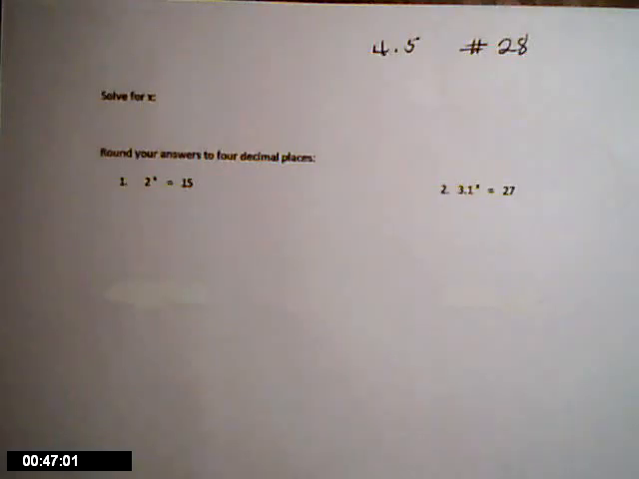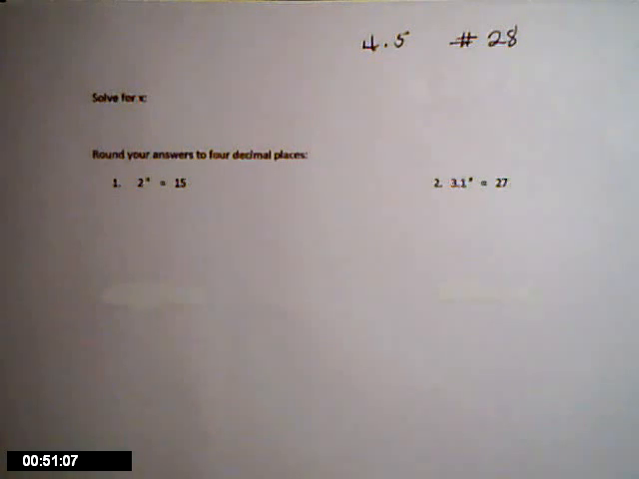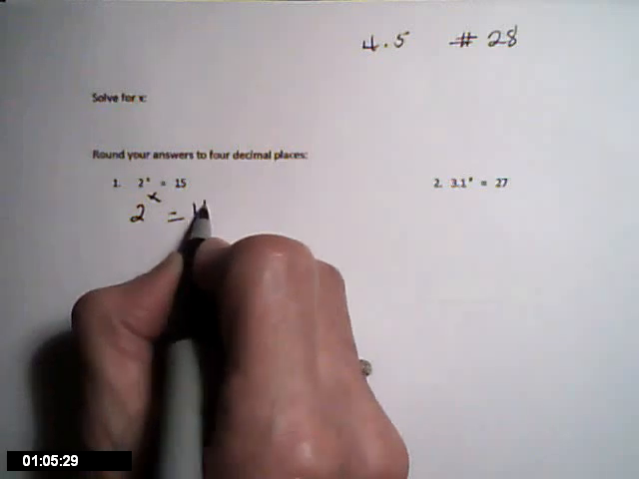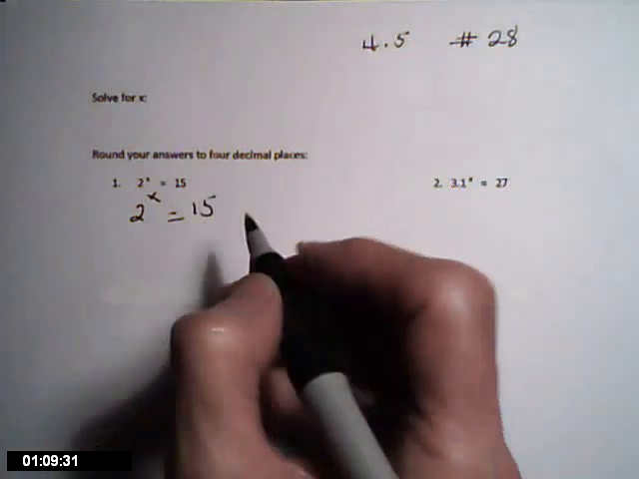Now, what's going to happen here when you have a problem that you cannot get a common base, we're going to convert an exponential problem to a logarithmic problem. This can be a LOG problem or an LN problem. I will tell you that if your problem has an e, then you're going to use LN. Now, problem number 1, 2 to the x equals 15. I cannot raise 2 to a power and get 15.